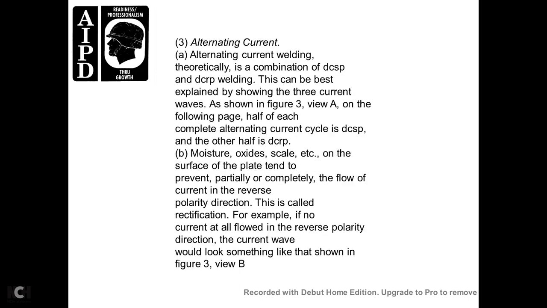Alternating current welding theoretically combines direct current straight polarity and direct current reverse polarity welding. This is best explained with the current wave shown in figure 3, view A, on the following page, for each complete alternating current cycle. Half is direct current straight polarity and the other half is direct current reverse polarity. Moisture, oxide scales, etc. on the surface of the plate tend to partially or completely prevent the flow of current in the reverse polarity direction. This is called rectification. For example, if no current flowed in the reverse polarity direction, the current wave would look something like that shown in figure 3, view B.